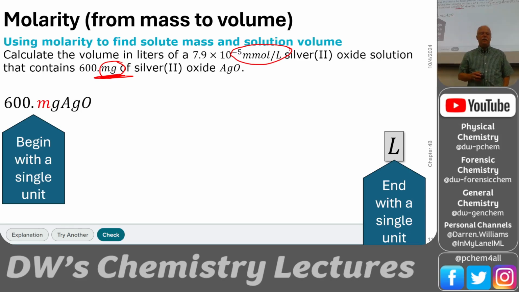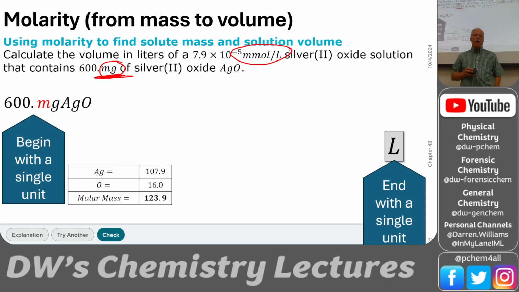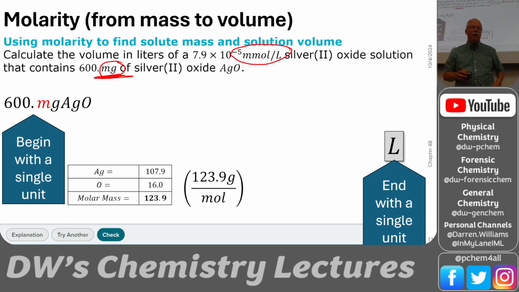So I've got 600 milligrams of silver oxide. I'm going to need to turn that into moles. And so silver is 107.9 and oxygen is 16. And so this is the molar mass, but I'm looking up there and I've got milligrams. And I'm also looking up here, my concentration is in millimoles. Okay, look at this trick.